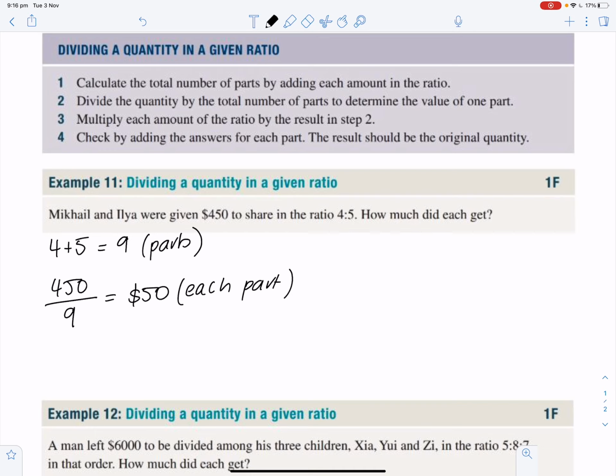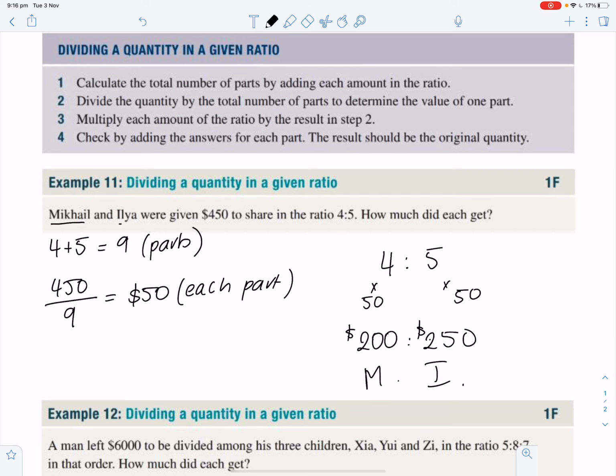And then what you want to do is multiply that back into the question. So the ratio is 4 to 5. I'm going to multiply both sides by 50. So you get 200 to 250. Okay, and that's Mikhail and Ilya. So always the order that they're written in the question is the order that they appear in the ratio. Basically what you're doing here is you're working backwards. So previously we've worked with ratios and simplified them. It's working with a simplified form and putting the value back in.